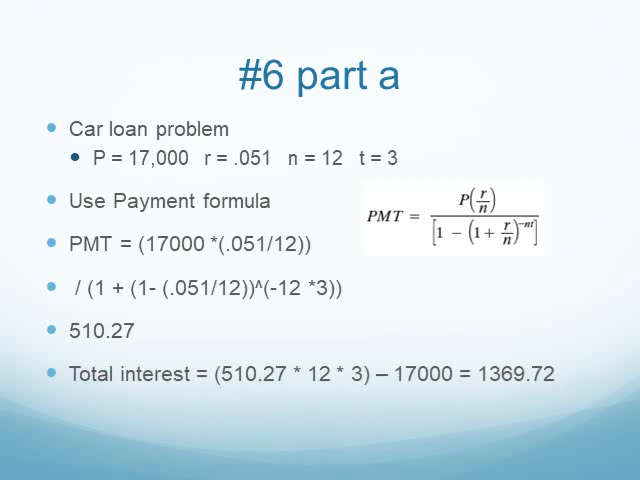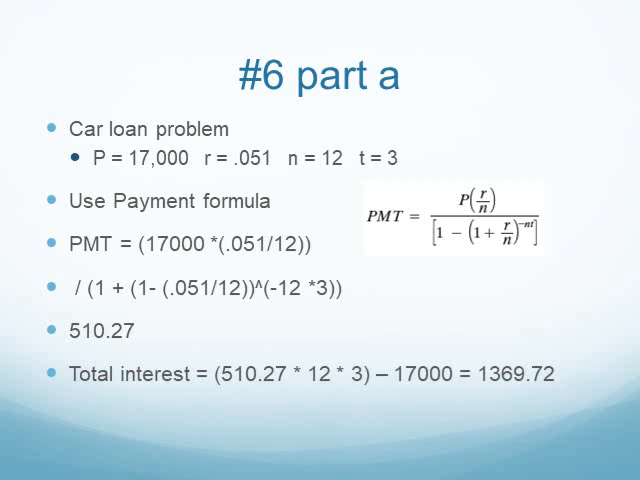Now, number 6. I think there might have been 3 parts to number 6, so I made a slide for everyone. Okay, so starting off number 6, car loan problem. So, I believe it's asking you which is going to be the better loan to get, but it asks you for all kinds of information.